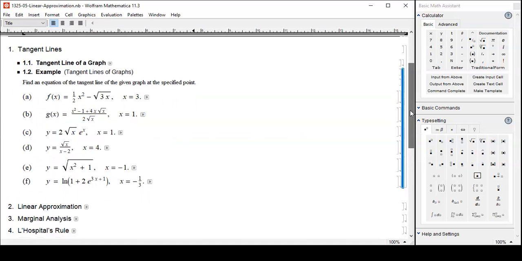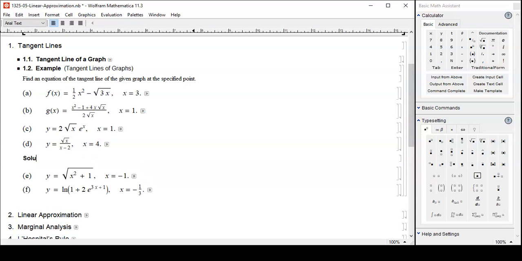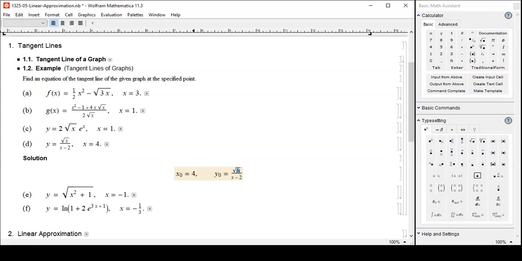Let's see, we have a bunch of exercise problems here. Let me select one, maybe two problems. Let's see, how about this one? So x0 is 4. So y0 is going to be just straight up substitution. From here, plug in x equals 4. And then we have square root of 4, which is 2. And 4 minus 2 is also 2. So there you go. The y0 value is 1.